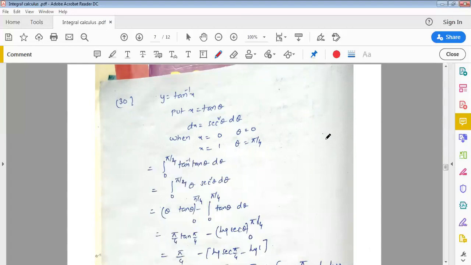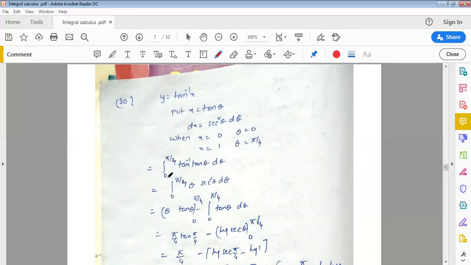Coming to the next problem, 30th one. The area bounded by the curve y is equal to tan inverse x, where y varies from 0 to pi by 2, the x-axis and the ordinate at x is equal to 1. So we have to find the area for y is equal to tan inverse x. Here I have put x is equal to tan theta, so dx is equal to secant square theta d theta, and when x is equal to 0, we get theta is equal to 0, and when x is equal to 1, we get theta is equal to pi by 4.